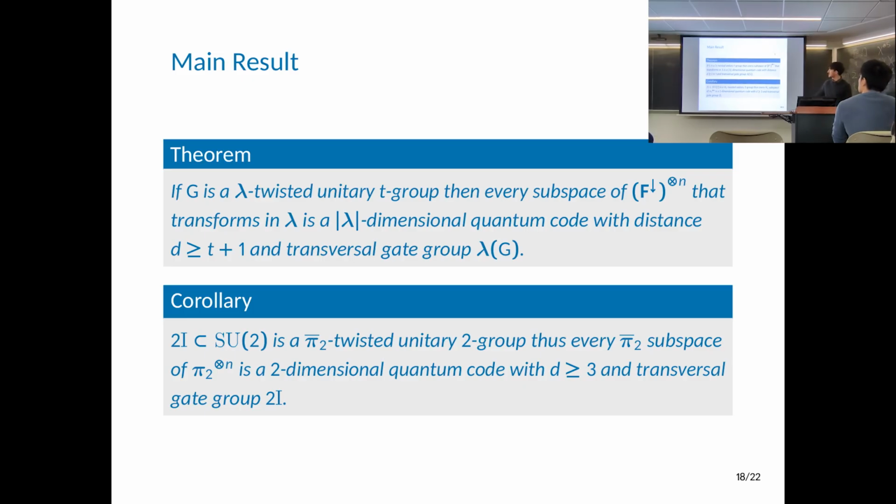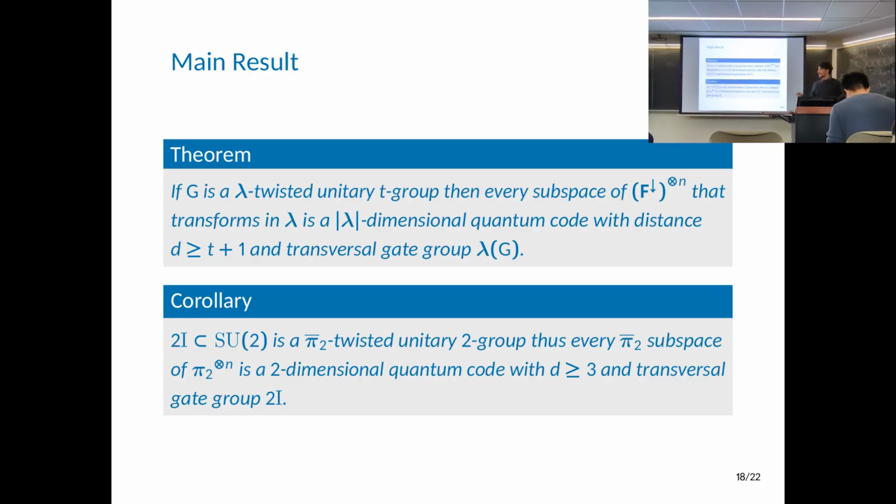then every subspace of, so this would be like pi 2 tensor n. Oh yeah, down there. Then every subspace of the branch version of pi tensor n that transforms in the irreducible representation lambda is a lambda-dimensional quantum code with distance d greater than or equal to t plus 1 and transversal gate group lambda of G. So if lambda is faithful, then G and lambda of G are kind of the same, but it can be smaller sometimes if lambda is not faithful.